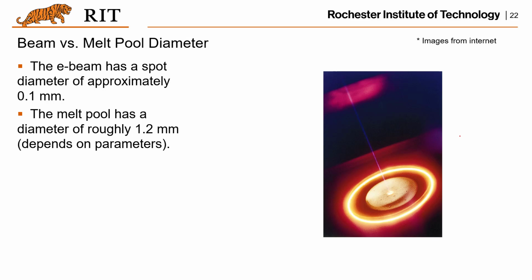Also some dimensions for the beam and melting pool diameters. Approximately the electron beam has a spot diameter of 0.1 millimeter, and the melting pool will be roughly 1.2 millimeter.